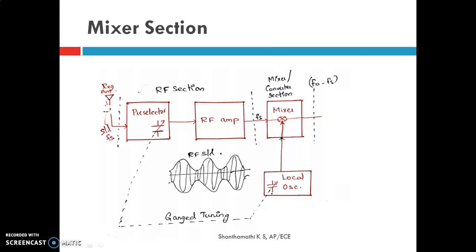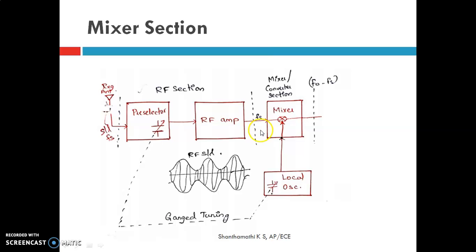Here the local oscillator is connected to the mixer. The frequency from this local oscillator we can denote as f_o, and this local oscillator frequency should always be greater than the signal frequency which is coming out of the RF amplifier.